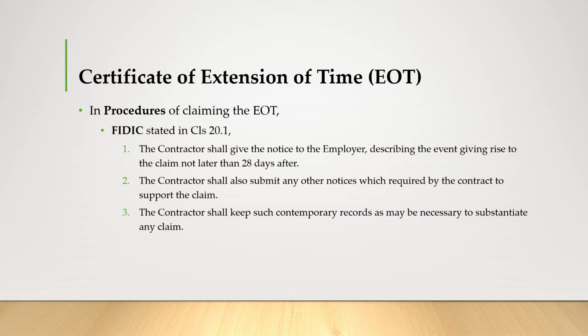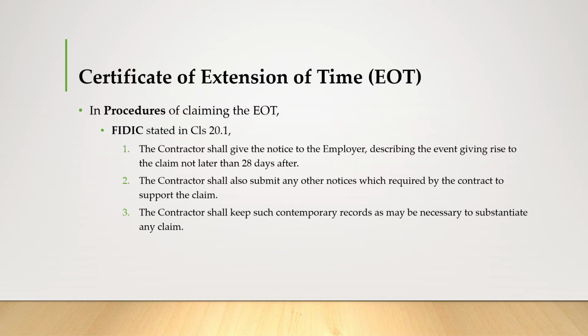The procedure for claiming EOT in FIDIC is stated in clause 20.1. First, the contractor shall give notice to the employer describing the event giving rise to the claim not later than 28 days. Secondly, the contractor shall also submit any other notice required by the contract to support the claim. Lastly, the contractor shall keep such contemporary records as may be necessary to sustain any claim.